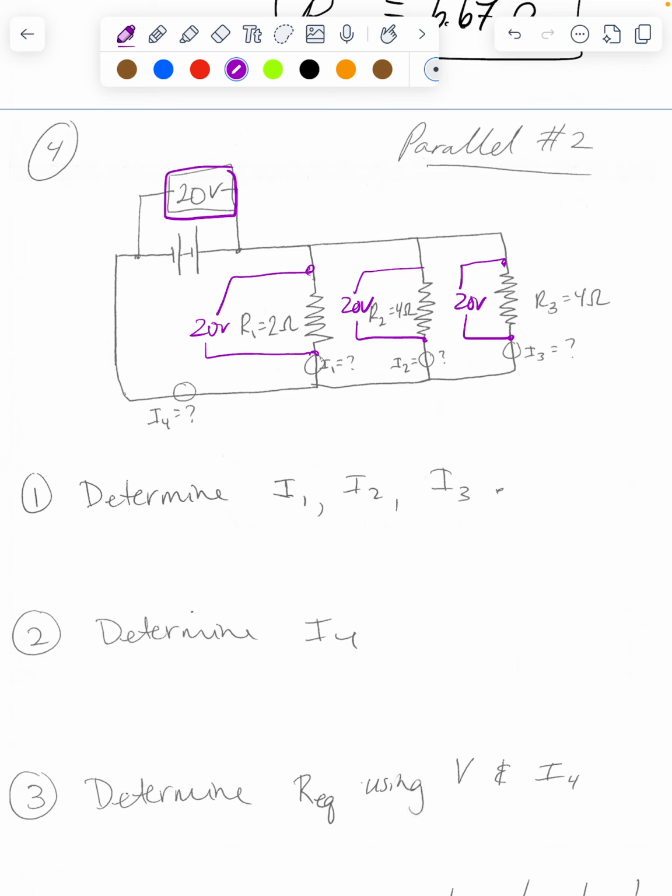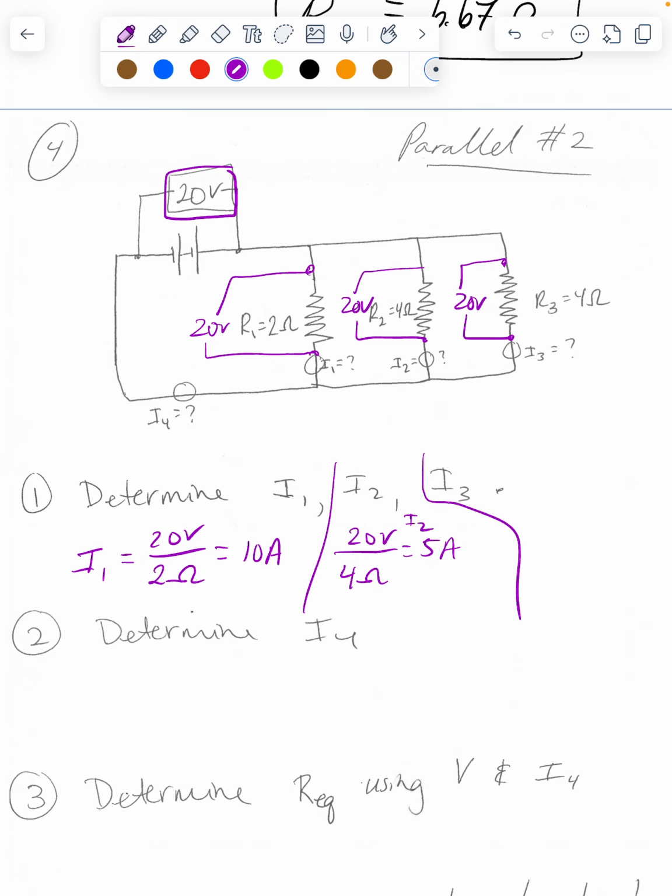Once I know that, I can solve for individual current values with Ohm's law. 20 volts divided by the 2 ohms of resistance. So down this first path, I'm going to get 10 amps. Down pathway number 2, I have a voltage of 20 again, but I have more resistance. I have twice as much resistance, so I should get half as much current down pathway 2. And down pathway 3, I also have 4 ohms, and so I should also get 5 amps down pathway 3. So I've got 10 amps down this path, I've got 5 amps down this path, and I've got 5 amps down this path.